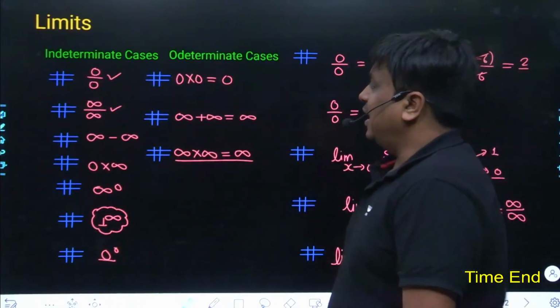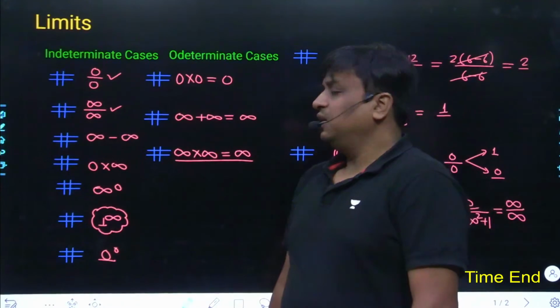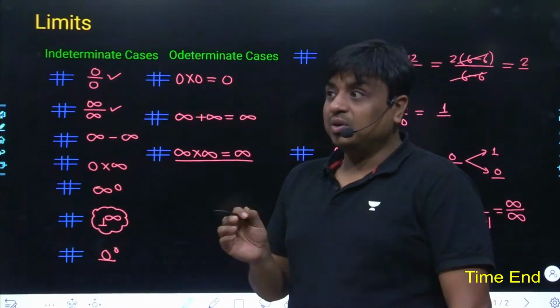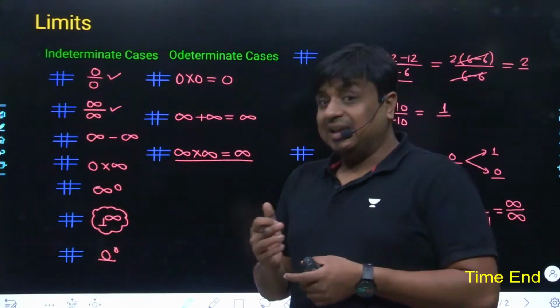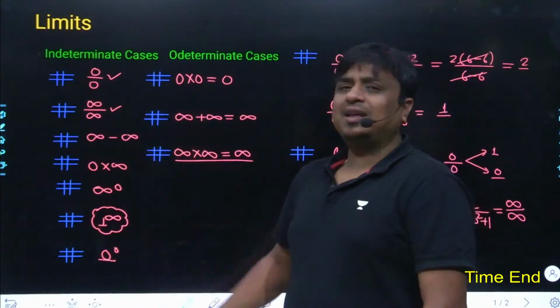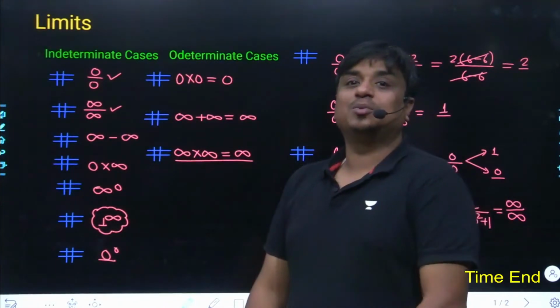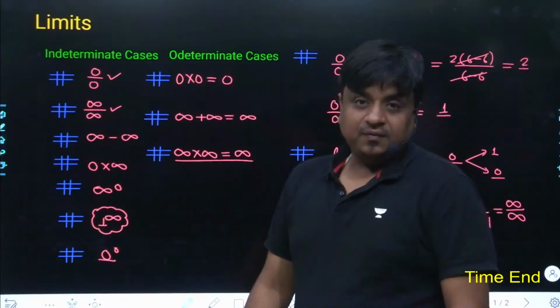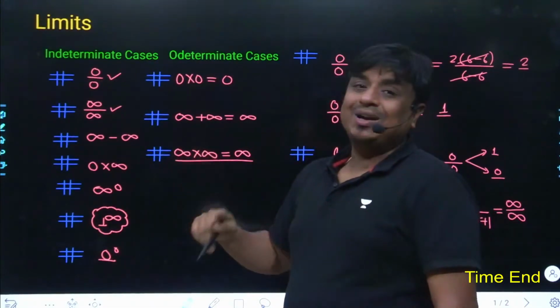In the first slide, I was talking about the different indeterminate and determinate cases. There are absolutely 7 indeterminate cases. The name itself is self-explanatory: the cases where the exact result is not known. Many times we are in ambiguity, in a dilemma. What to do with 0 by 0? What to do with infinity by infinity? What to do with infinity minus infinity? What to do with 1 to the power of infinity?